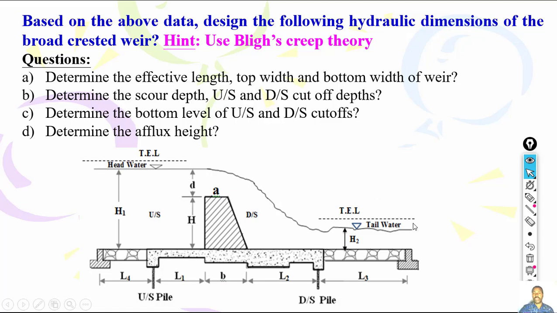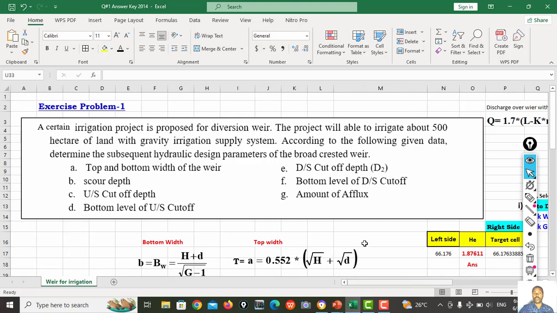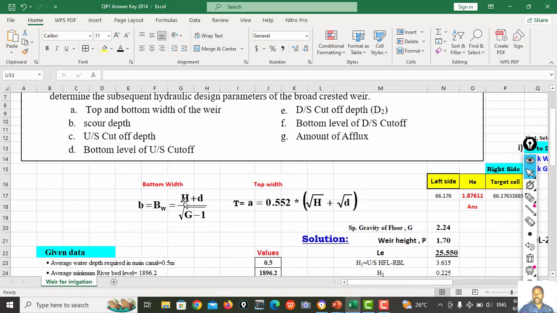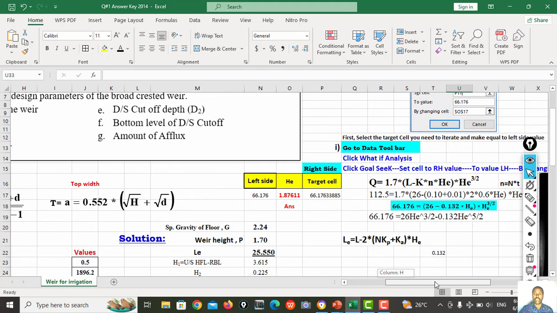So you have headwater and tailwater, and also total energy level, and highest flood level and lowest flood level given. So I think it is just a certain irrigation project for a diversion weir. So you should have the crest of the weir above the maximum elevation of the command area, so that water can go by gravity to the command area to irrigate a certain land.